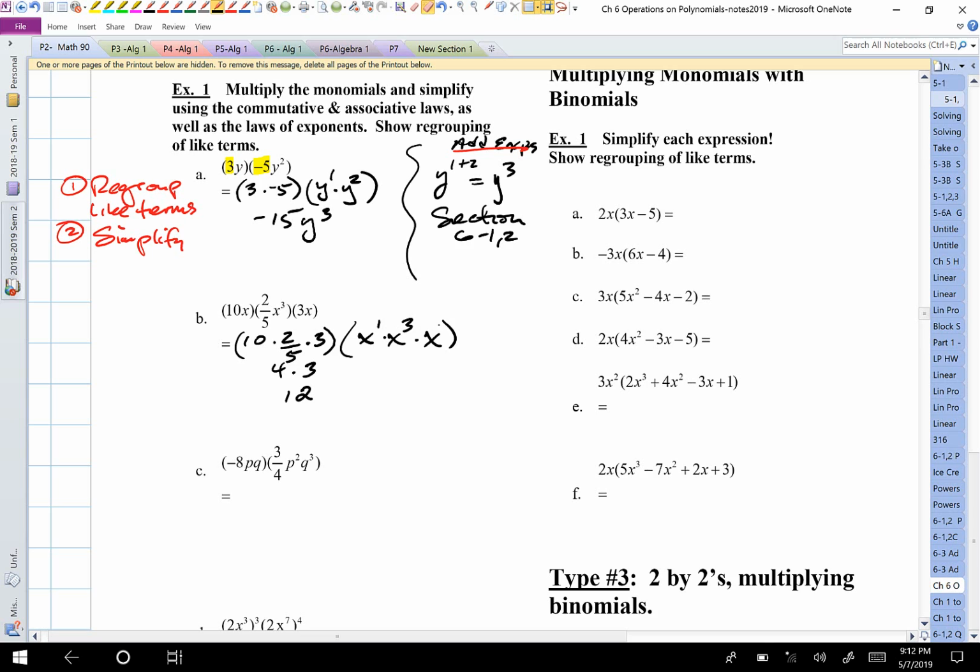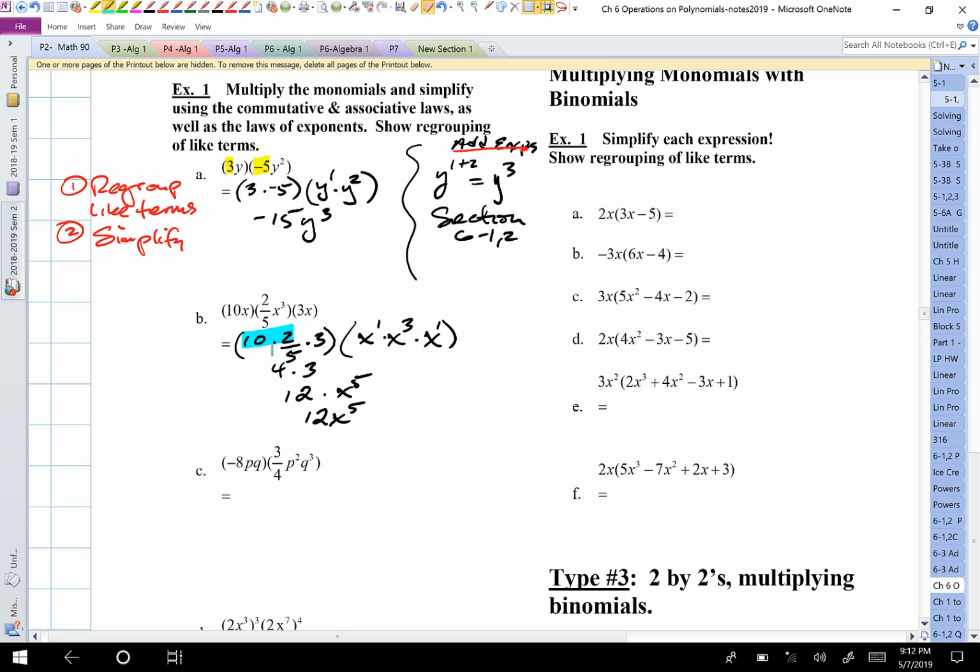I take x times x cubed times x. I get x to the 1 plus 3 plus 1. And 1 plus 3 plus 1 is 5. So I get times x to the 5th power, or simply 12x to the 5th. On the fractions here, you multiply 10 times 2 first to get 20, divided by 5 is 4.